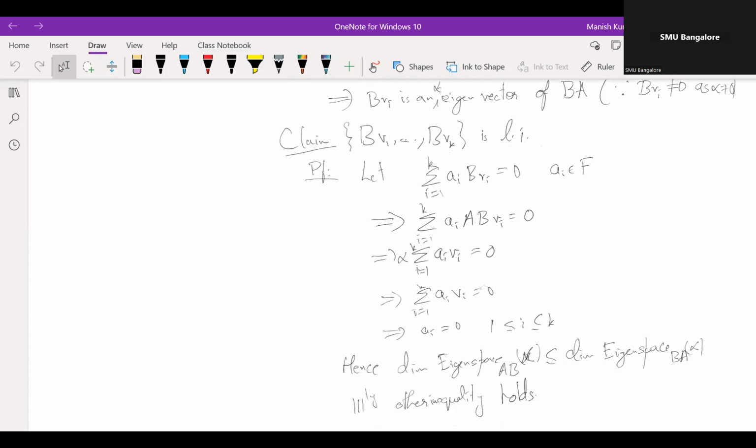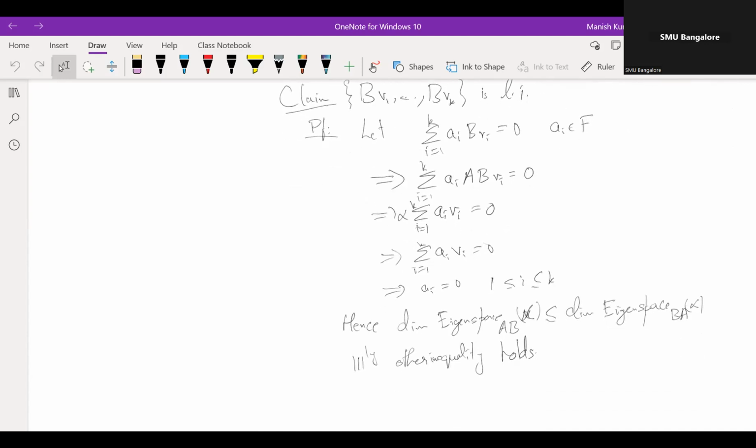And hence, as we argued, the eigenspace dimension of alpha with respect to AB is less than or equal to the eigenspace dimension of alpha with respect to BA, because this dimension is at least k. That was k, and this is at least k. And then by symmetry, we get the other inequality. So you start with BA and the eigenvectors of BA with eigenvalue alpha, a basis of the eigenspace, and do the same thing, and you'll get the other inequality.